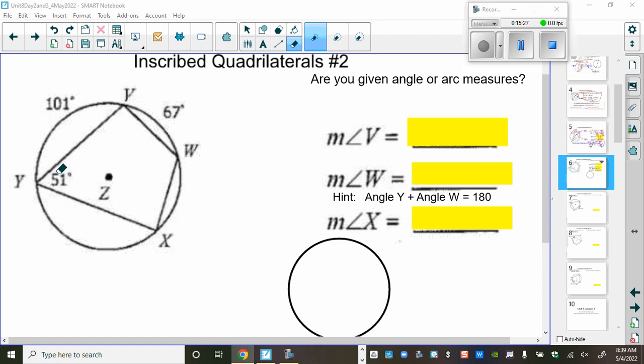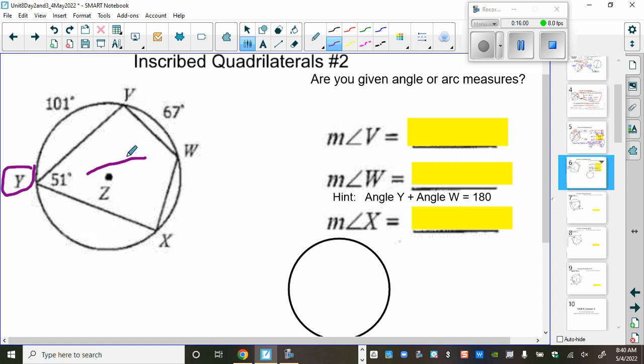Okay, we have angle Y right here. He gave us Y is 51 degrees. Which angle is opposite angle Y? Is it V, W, or X? So you're at angle Y. Which angle is directly opposite angle Y? V, W, X. Pick one. You have a 1 in 3 shot to get it right. W.